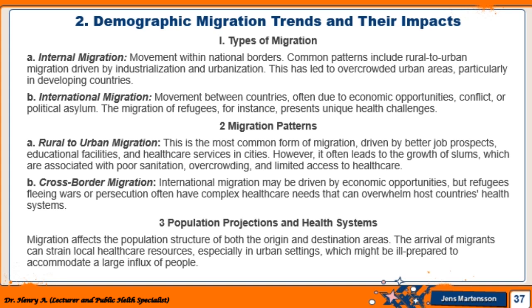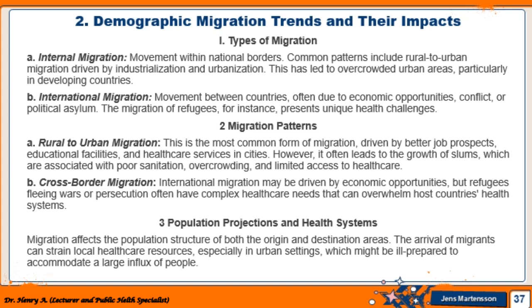So we'll be seeing types of migration as we discuss these demographic migration trends. Now, internal migration is one, then international migration is the other. For internal migration, this involves movement within national borders. Common patterns include rural to urban migration, driven by industrialization and urbanization, like I've told you, in search of job prospects.